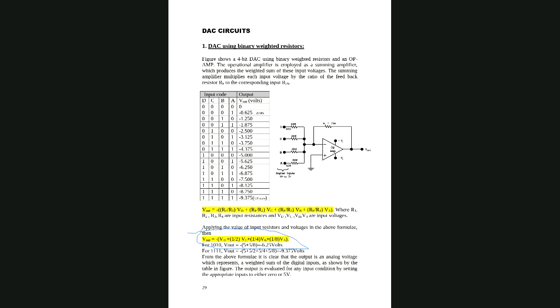Now the structure of the formula will remain the same, because it is a binary weighted resistor summing amplifier. Let me explain again. We all know the summing amplifier. What we are doing now is converting from digital to analog. The digital inputs are A, B, C, D, and here we have the analog output. My first thing is to find out the expression, how we write the expression, and the design.